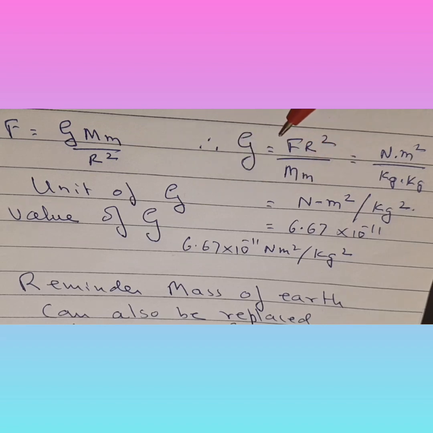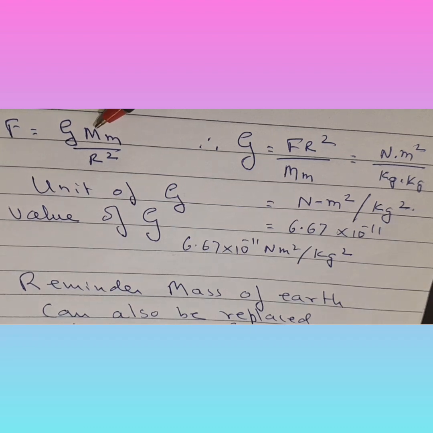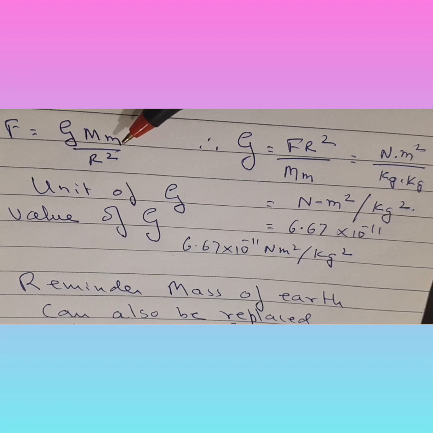Whenever we are tackling numericals, do not forget that instead of mass, we can also put in 4 by 3 pi R cube rho for Earth. And again, it all depends, of course, on whether the other object is also a sphere or not. Alright, so while tackling numericals, these are the things we have got to take care of.